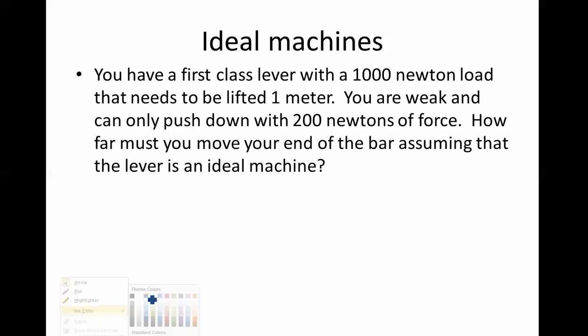We are now into ideal machines. We're talking about simple machines and stuff like that. Let's take a moment to look at what an ideal machine is. Now, this is a little bit silly that we're taking a look at them because they don't exist. An ideal machine is a perfect machine with absolutely no friction, no air resistance, nothing. This would be just a perfect machine.